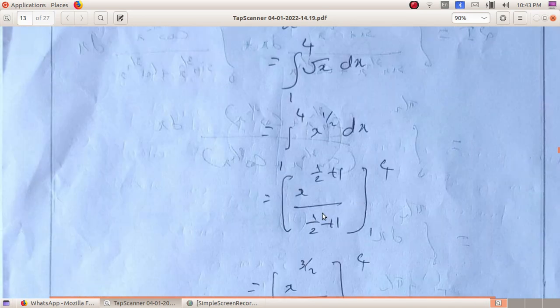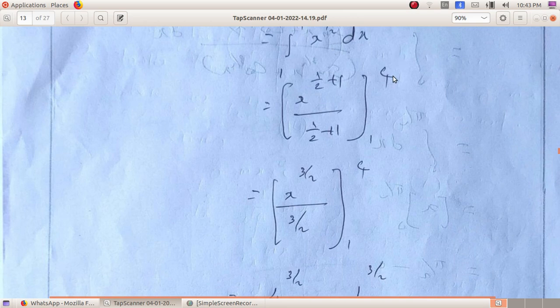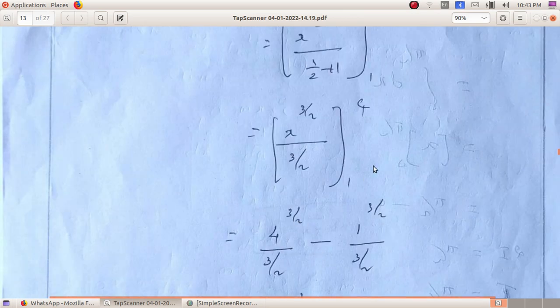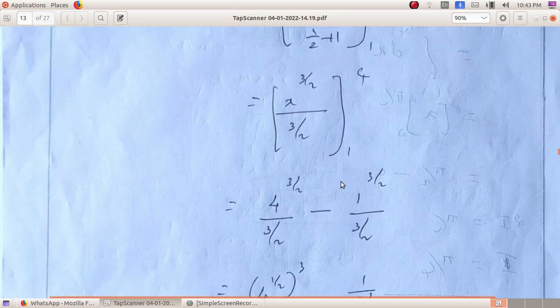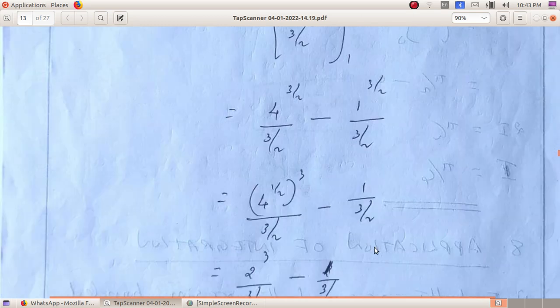1 plus half is 3 by 2, divided by 3 by 2. First we apply 4 for x. So x raised to 3 by 2 by 3 by 2, minus 1 raised to 3 by 2 by 3 by 2. And 4 raised to 3 by 2, this 3 by 2 can be modified here: 3 into 1, 3 by 2. That is 4 raised to 1 by 2 whole cube, that's 3 by 2 itself, divided by 3 by 2 minus 1 raised to 3 by 2, which means 1 itself, by 3 by 2.